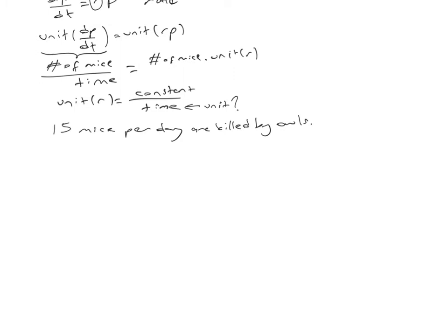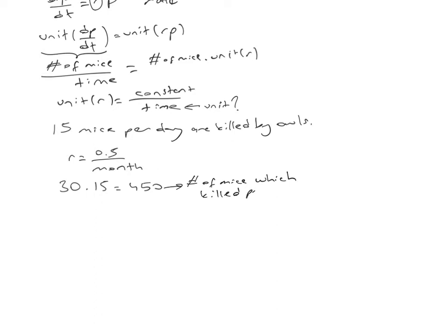And let's assign a value for r. r, let's say, is equal to 0.5 per month. Since we chose month as a unit of time, we must consider the number of mice per month that are killed by owls. That number is equal to 30 times 15, which is equal to 450. This is the number of mice killed per month.